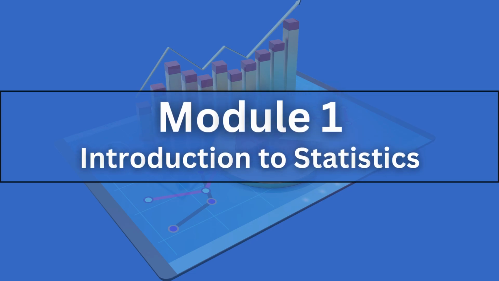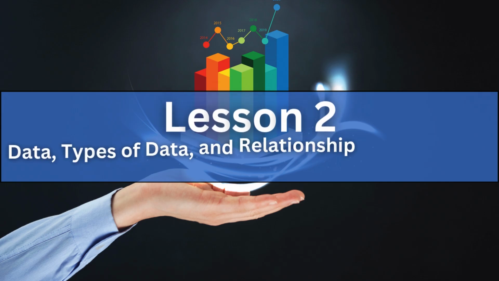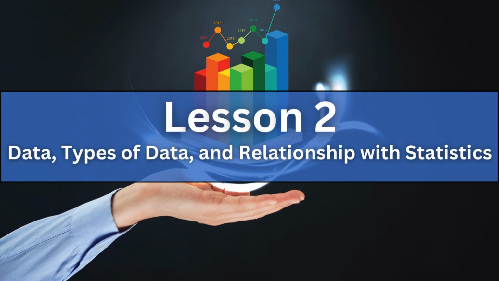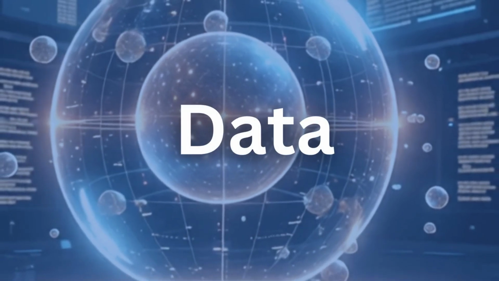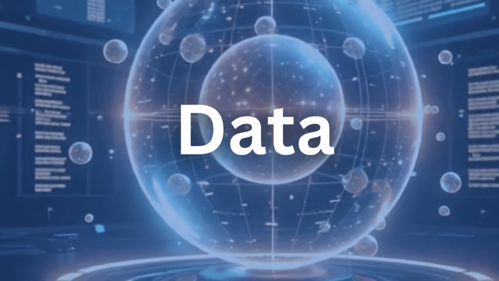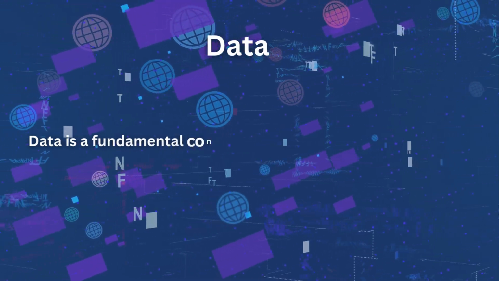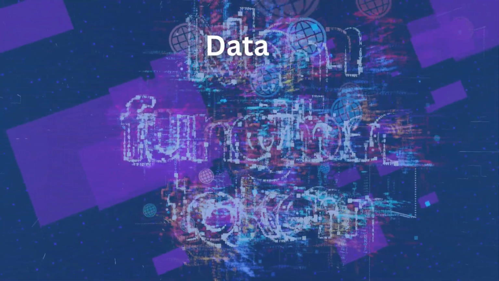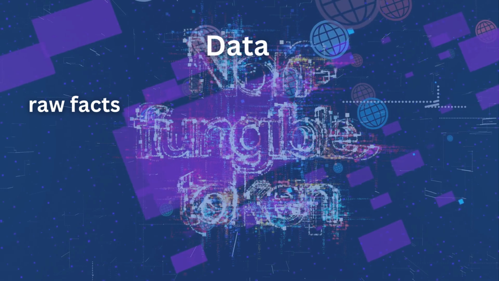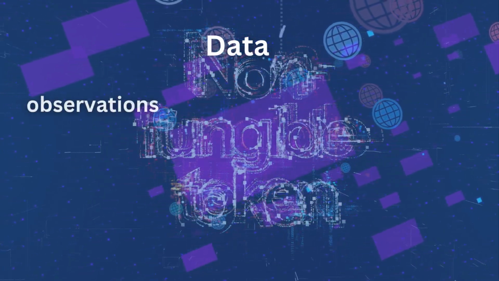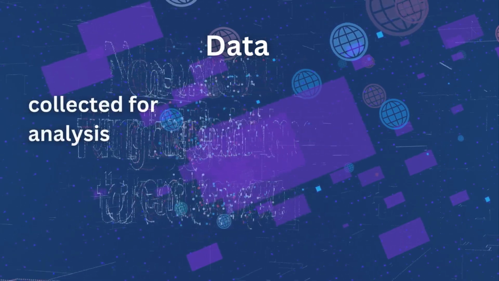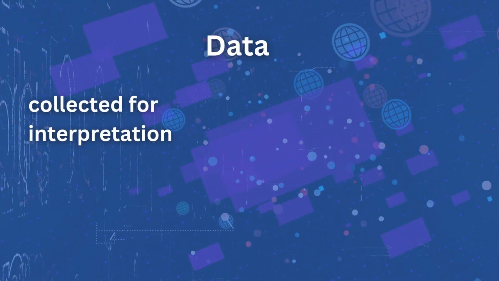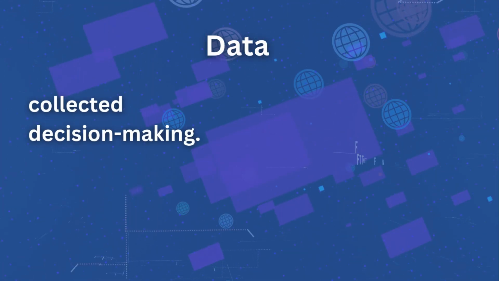In this lecture, we will learn about data, types of data, and the relationship of data with statistics. Let's start with data. What is data? Data is a fundamental concept in statistics and data science. It refers to raw facts, figures, observations, or measurements collected for analysis, interpretation, and decision making.